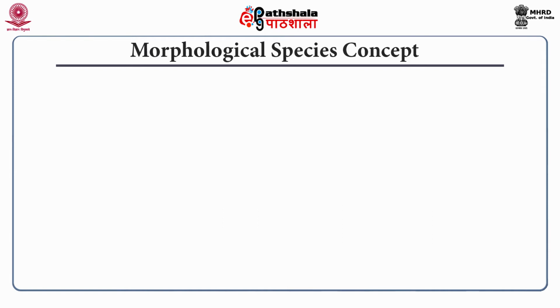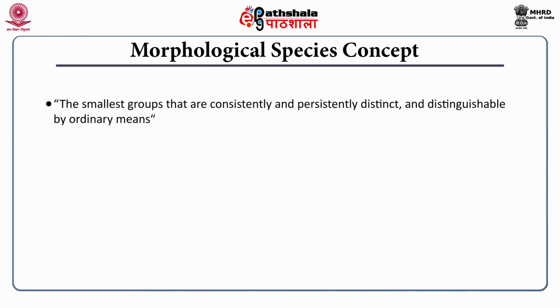In the case of the morphological species concept, which is quite often used in paleontology as well as in microbiology, the species is the smallest group that is consistently and persistently distinguishable by ordinary means. So we are not talking about ultrastructural attributes. Ordinary means, maybe with the use of a handheld microscope or a lens, you can see distinguishing features, the morphological features of the varieties.